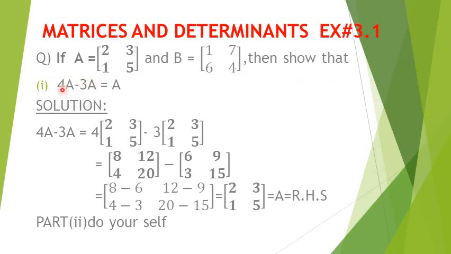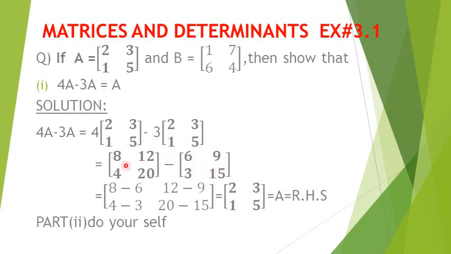of A, means 4 times A minus 3 times A, is equal to A. 4 is a scalar number, 3 is also a scalar number. So first of all we multiply 4 with this matrix and 3 with this matrix. So 4 2s are 8, 4 3s are 12, 4 1s are 4, 4 5s are 20, and the same way 3 2s are 6, 3 3s are 9, 3 1s are 3, 3 5s are 15.